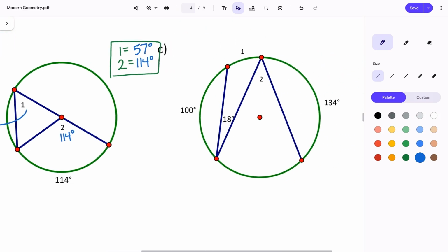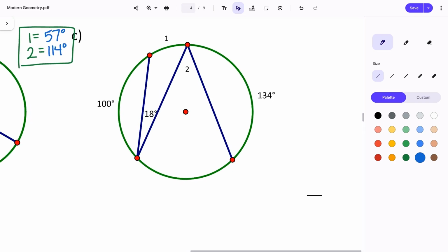All right, what about C? The last one here. I still want 1 and 2. Is 118? Is that what you asked? Well, what kind of angle is the 18? Is this a central angle or inscribed? It's inscribed, right? So instead of them being equal, there's a different relationship here.